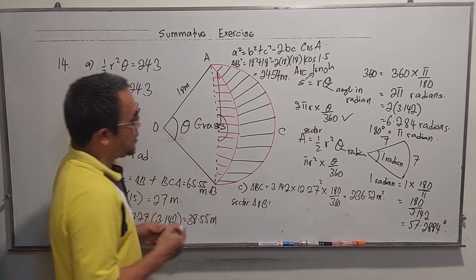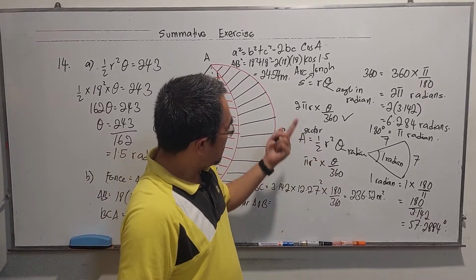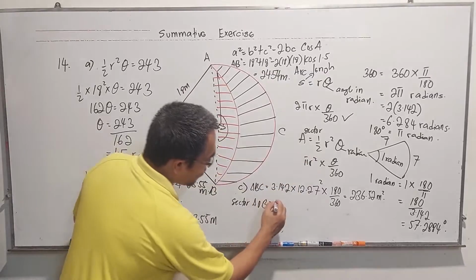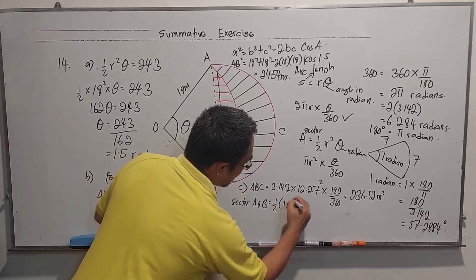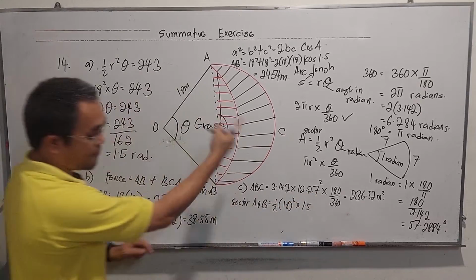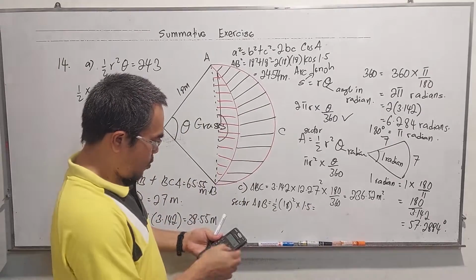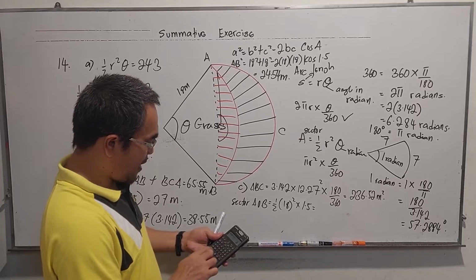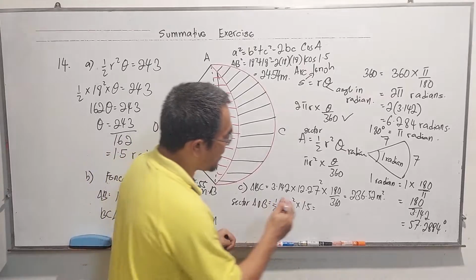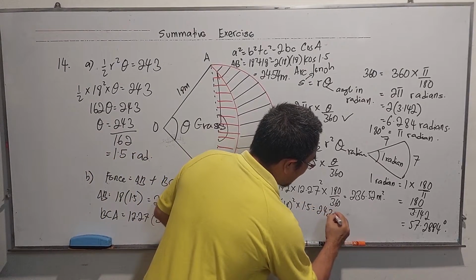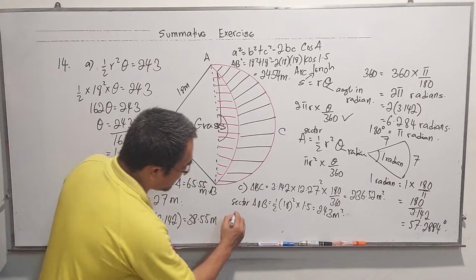Then you calculate sector AOB. Let's use the formula half r squared theta. The radius is 18 times 1.5. So this one will be 1 over 2 times 18 squared times 1.5. So it will be 243 meters squared.